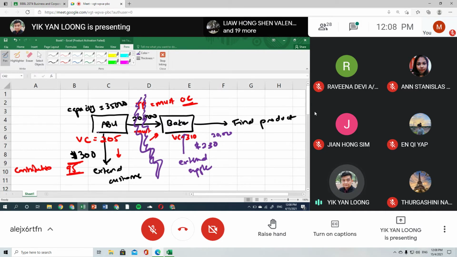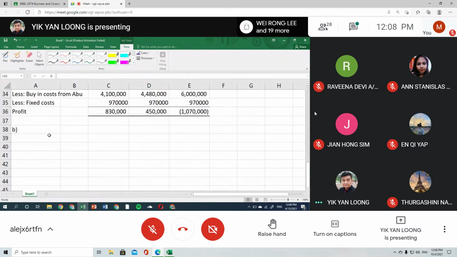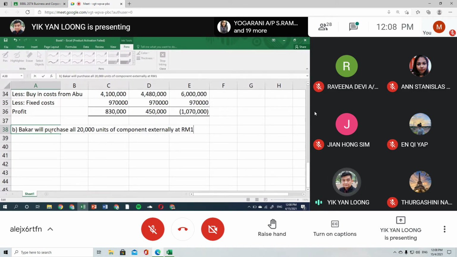So Abu will only sell to external customers. Bakar will buy from the external supplier. So there will be no internal transfer. Can you follow so far? So you need to calculate Abu's profit and Bakar's profit. Okay? So how do we do that? This one is very straightforward. Okay? So for part B, Bakar will purchase 20,000 units of component externally at 230.